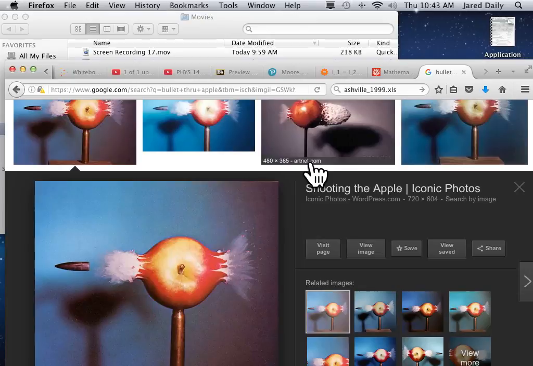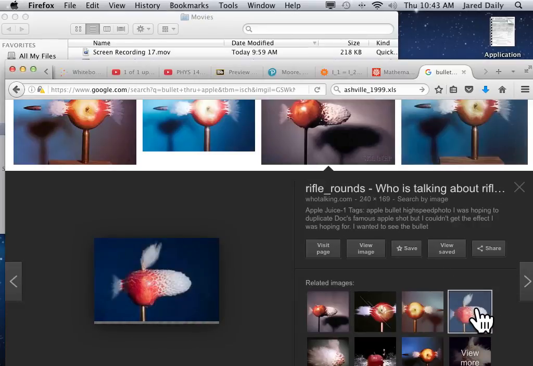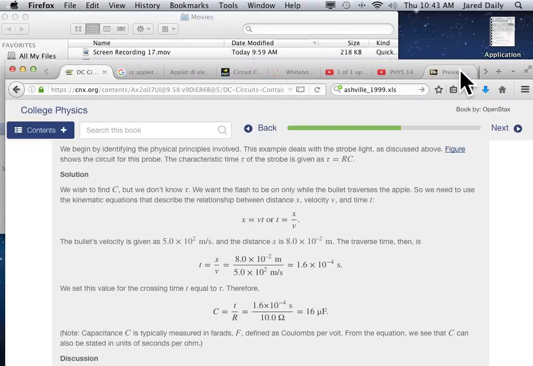Here's one at a different time. The bullet is still in the apple, apparently. That's kind of crazy. Here's one where it's shooting some stuff out the top of the apple. So, anyway, that is what we call the time constant of an RC circuit.